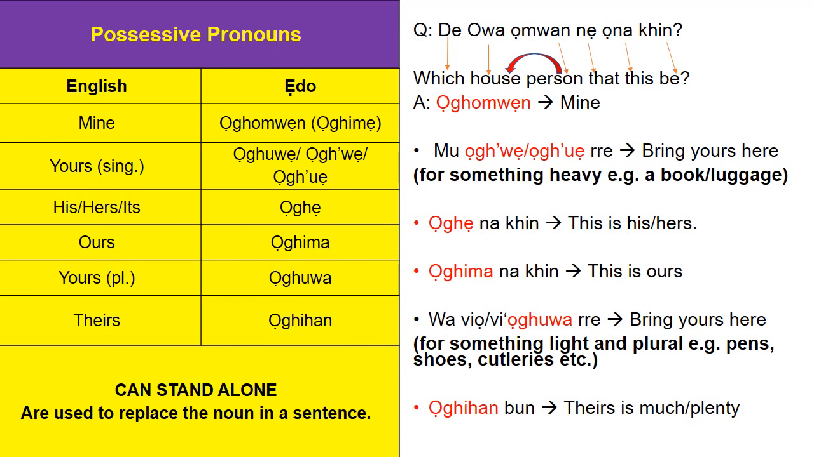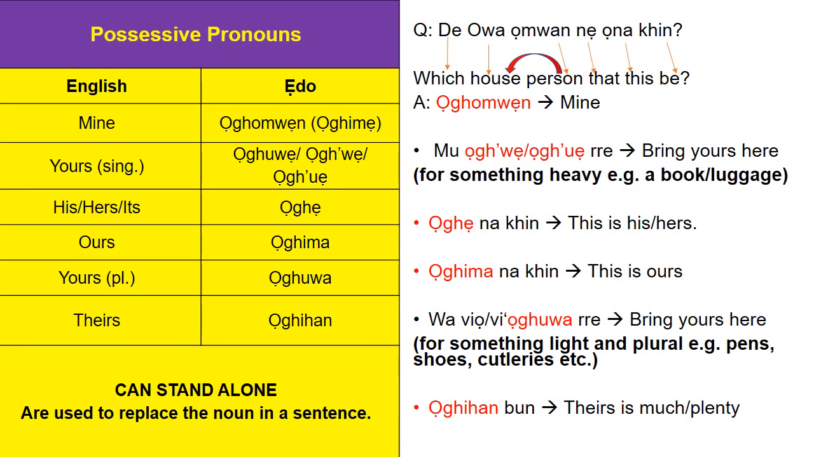So we move on to the second type of possessive pronouns we are looking at today. These ones are used to replace the noun in a sentence. They can replace the noun and they can stand alone, in the sense that you can use them to respond to a question, just them alone. So for mine, we have orome or orime. Orime is more to create or denote emphasis. So orime is like, it's mine and not someone else's, you know.